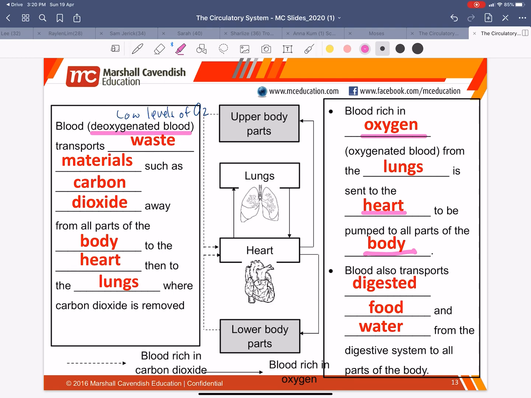Why? Because respiration has to happen and it cannot happen without oxygen or digested food substances. Blood also transports digested food and water from the digestive system to all parts of the body. Alright?